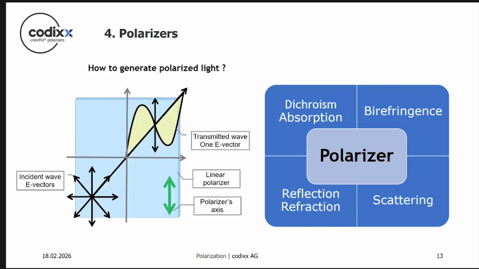I have an example here of an absorption-type polarizer. You have all these different field vectors going in. You have the polarization axis of this polarizer, and only the E vectors along this polarization axis can pass through. Everything else will be absorbed.